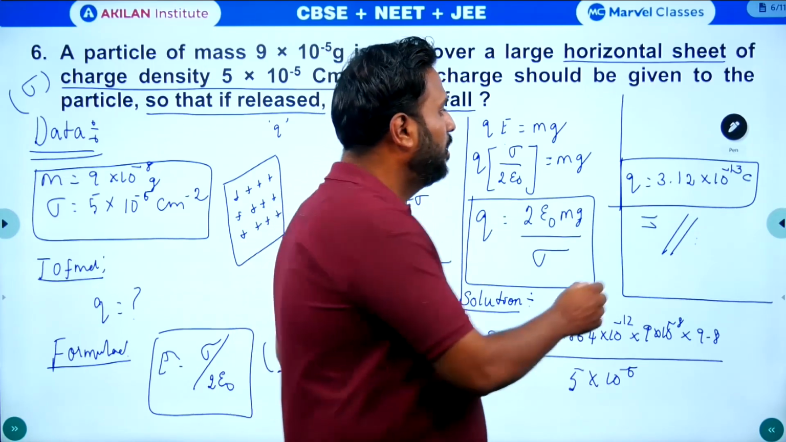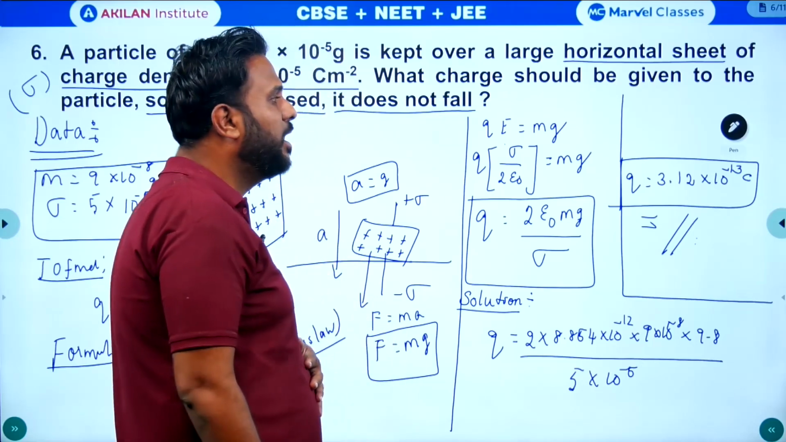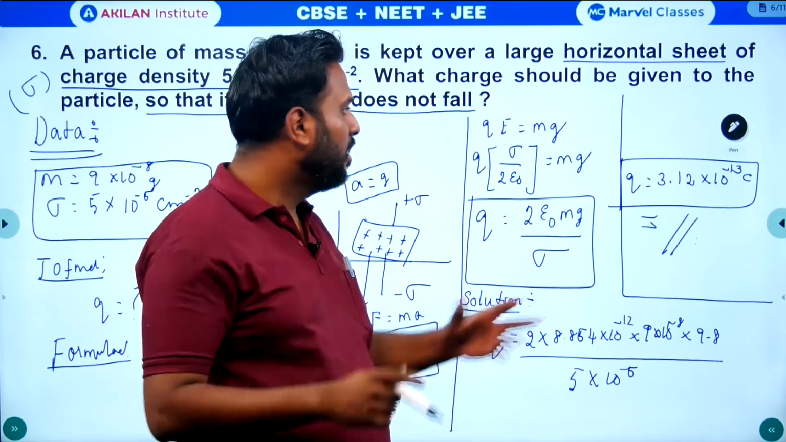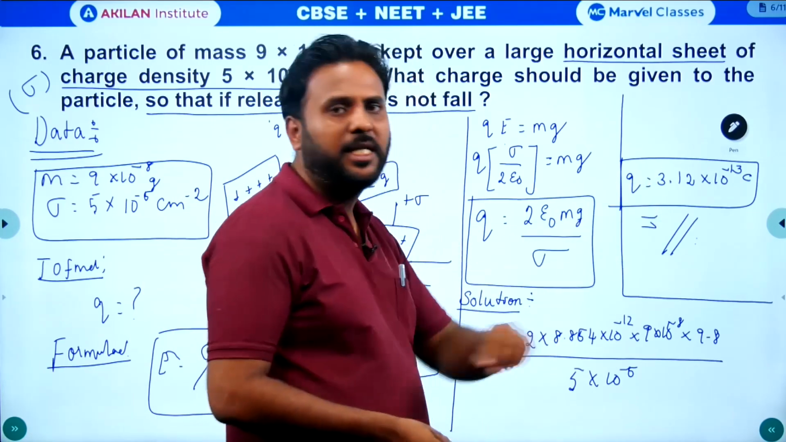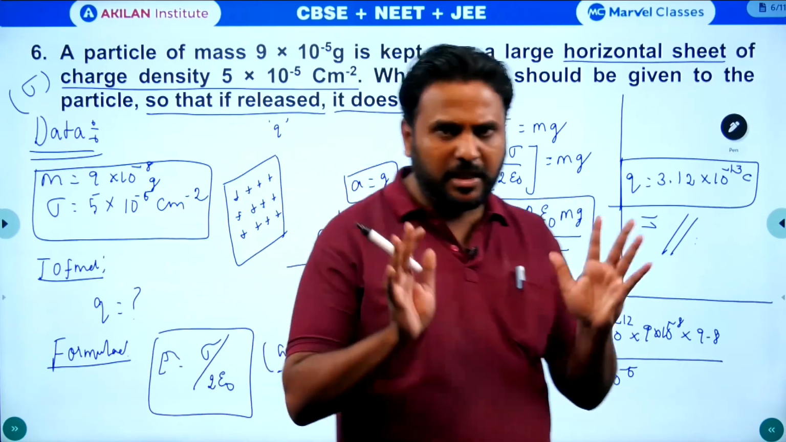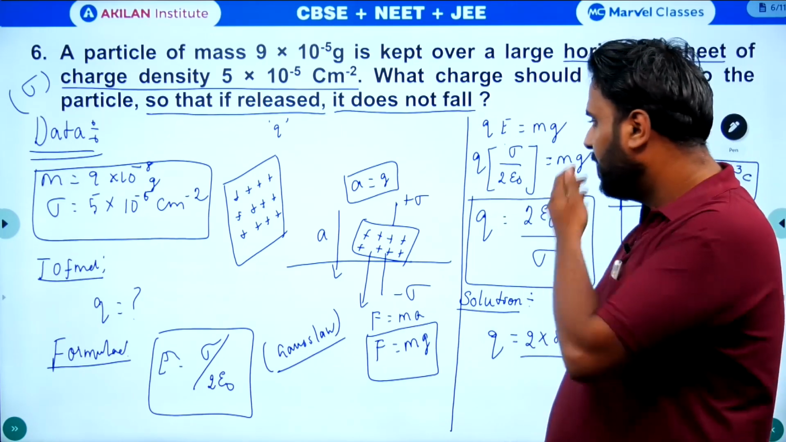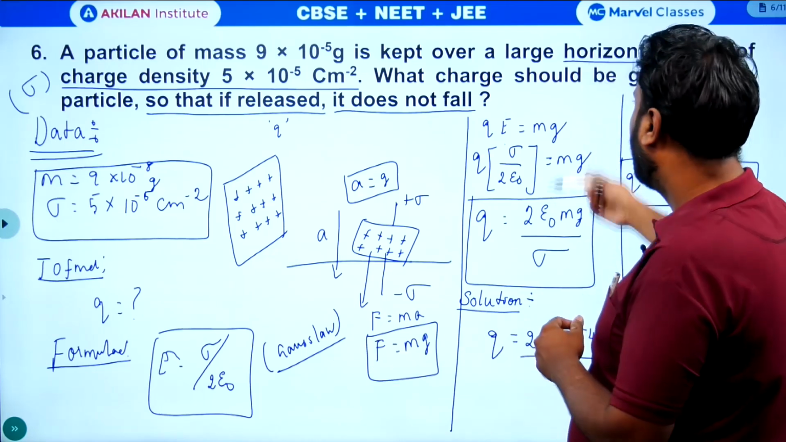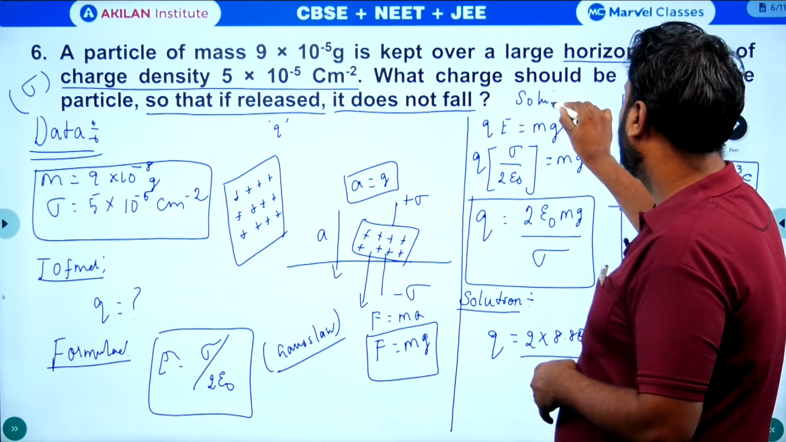Work it out and you will get this answer very easily: 3.12 into 10 to the power of minus 13. The SI unit of charge is coulomb, you know very well. So this is the answer and solution of this problem. By doing it mathematically, you will get this answer exactly. There is no doubt in it. First you have to understand this problem concept-wise. I explained everything very clearly, and did the data and the concept to find the formula, and we did the solution here. This is the solution of the problem.